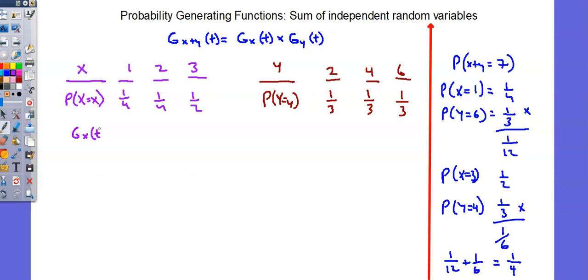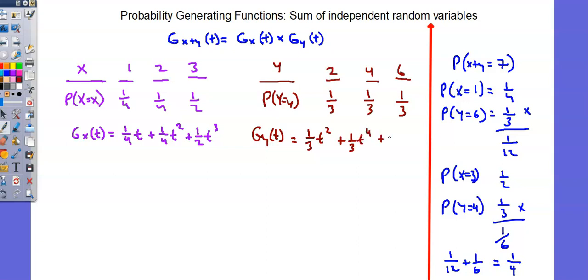For x, I take the probability of the first scenario, which is 1 over 4, times t to the power of the x for that scenario, which is 1. Then next, 1 over 4 times t to the power of 2. And finally, 1 over 2 times t to the power of 3. And for y, similarly, the first scenario has a probability of 1 over 3, that y is 2, so t to the power of 2, plus another 1 over 3 probability, t to the power of 4, plus 1 over 3, t to the power of 6.